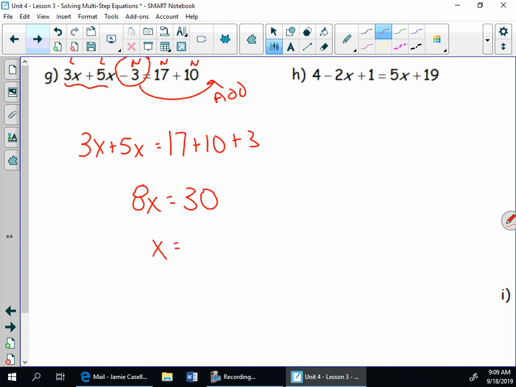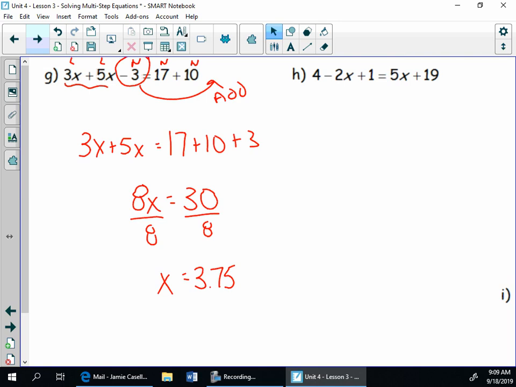30 divided by 8. Oops. I don't want to get 8 x's. I want to get just x's. 30 divided by 8. That's going to turn out to be a decimal. That's okay. Goes up to 3.75. Nothing wrong with decimals. Decimals are okay. We don't see them very often, but it can happen.